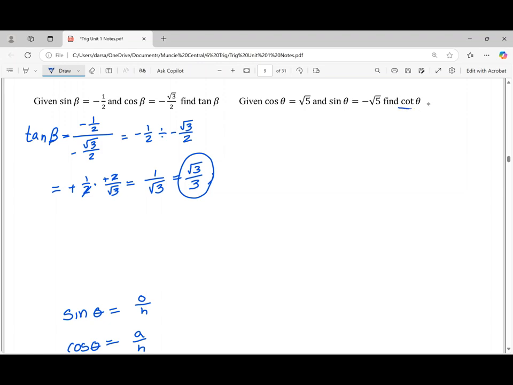Let's look at the other one. We want to find cotangent of theta given a cosine and a sine. So cotangent of theta is cosine over sine. Wait a minute here. What's square root of 5 divided by square root of 5? What's anything divided by itself? 1. And I have a positive divided by a negative, so our answer here will be -1.